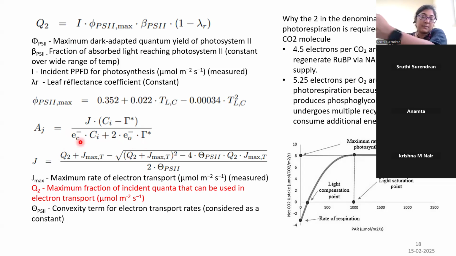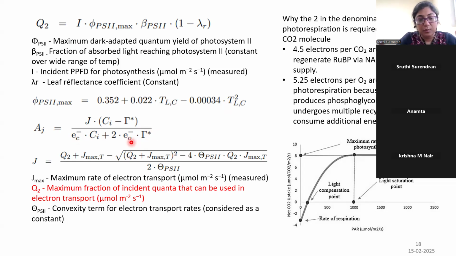So again, this is an example of how wasteful the process is. Electrons are unnecessarily wasted for the regeneration of phosphoglycolate into PGA. Whatever electrons could have been used for fixing carbon dioxide are going for removing carbon dioxide in the photorespiration phase. So this is the meaning of electrons per carboxylation and electrons per oxygenation.